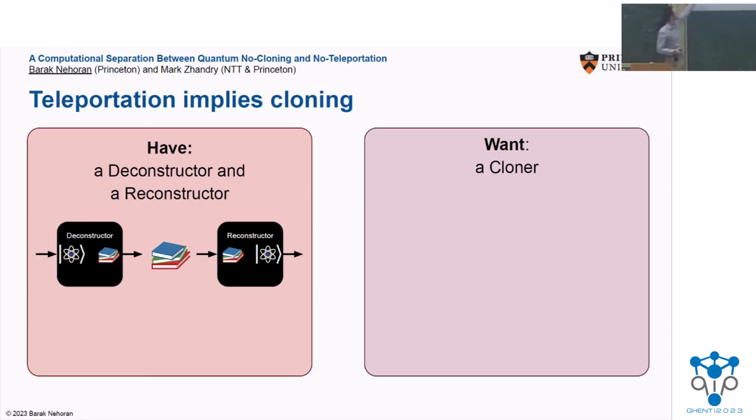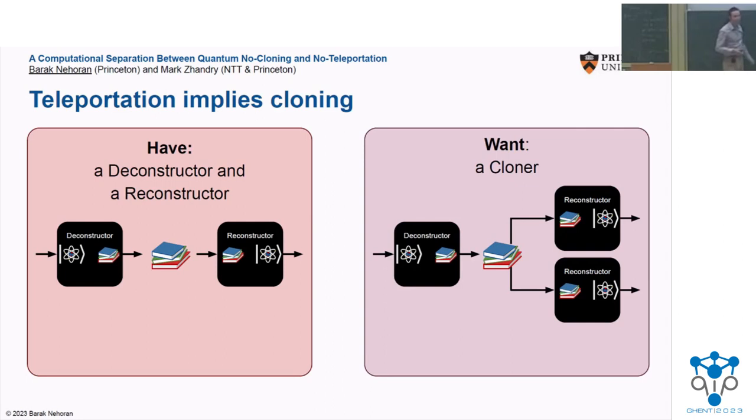So if we can do teleportation, then we have a deconstruction process and a reconstruction process, and we want to see how to use it to do cloning. The way to do that is you take the quantum state that you get as input, you pass it through the deconstructor, then you create a classical message, and that classical message can be cloned, of course, because classical information can be cloned. So you pass it through the reconstruction twice independently to get two copies of that quantum state.